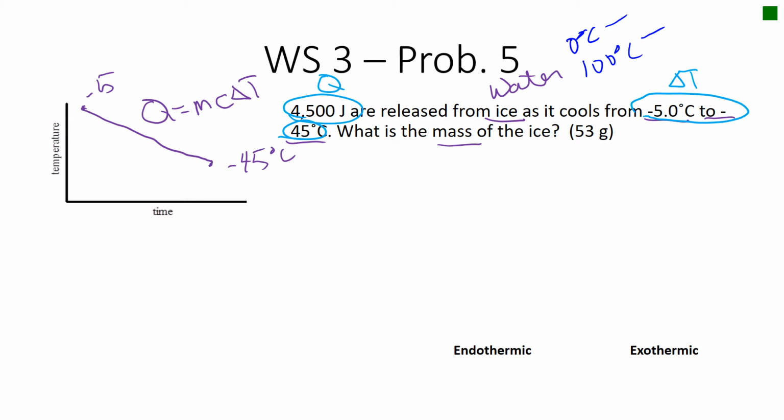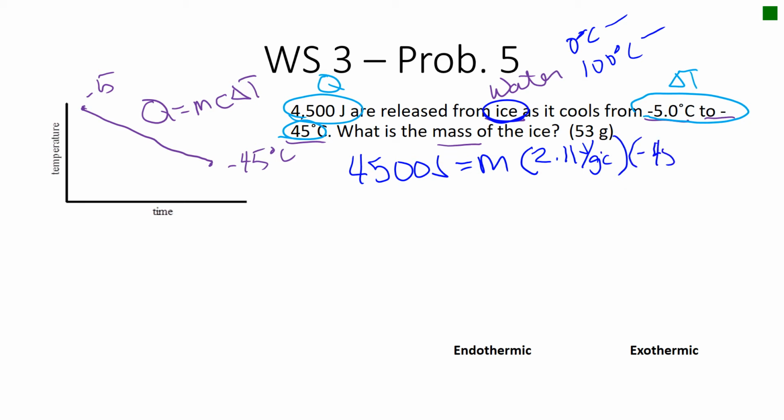All right, so let's start plugging and chugging. We have 4,500 joules that equals my mass, which I do not know, times my C, which for ice, because I know I'm in ice, the solid form of water, is 2.11 joules per gram degree Celsius. And I have to do my delta T, which is final minus initial.